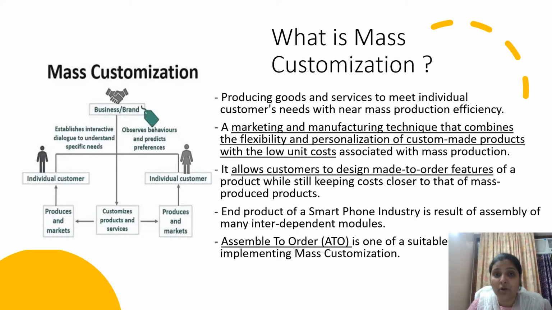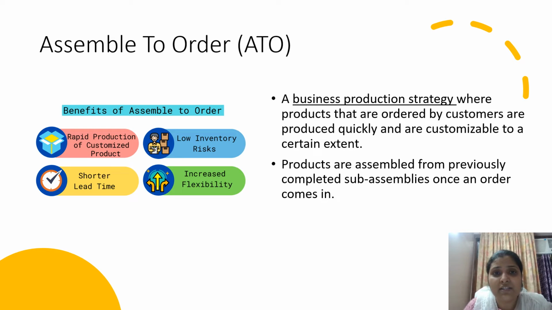Customers can order features of their choice, and the most suitable technique used in mass customization is assemble to order, that is ATO. Just to give a glance at what ATO is: it's a business production strategy, and the benefits of ATO are low inventory risk, increased flexibility, short lead time, and rapid production of customized products. Products are assembled from previously completed sub-assemblies whenever a new customized order comes to the business or the brand.